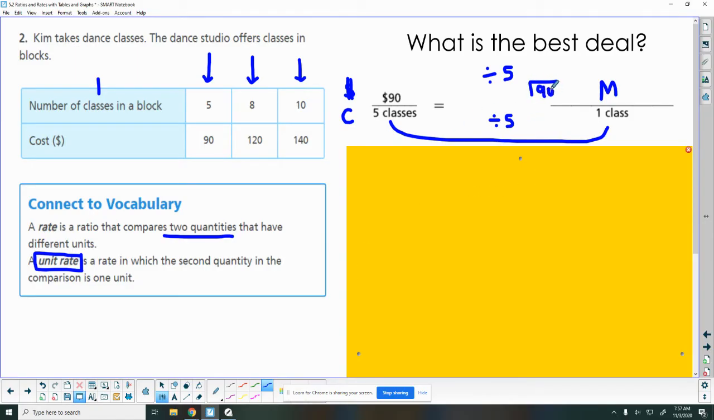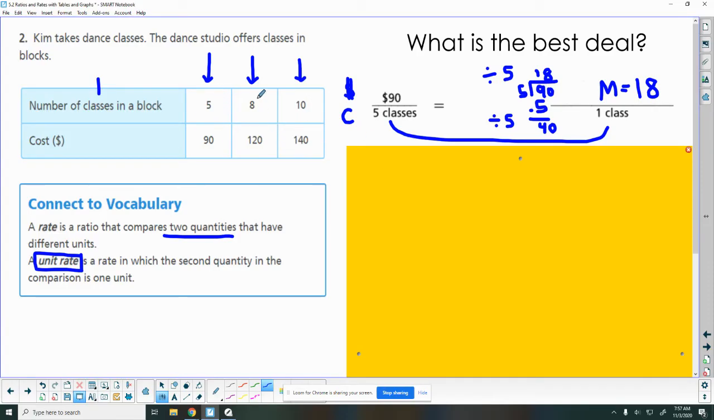So 90 divided by 5 goes in there one time. 4 left over. There's, whoops, yeah, I don't know why I put 4 there. So let me erase that. I got ahead of myself and I already knew the answer. Okay, so 1 times 5 is 5. How about that? And 4 left over. That makes more sense. And 5 goes into 48 times. So every class cost $18 if they only buy 5.